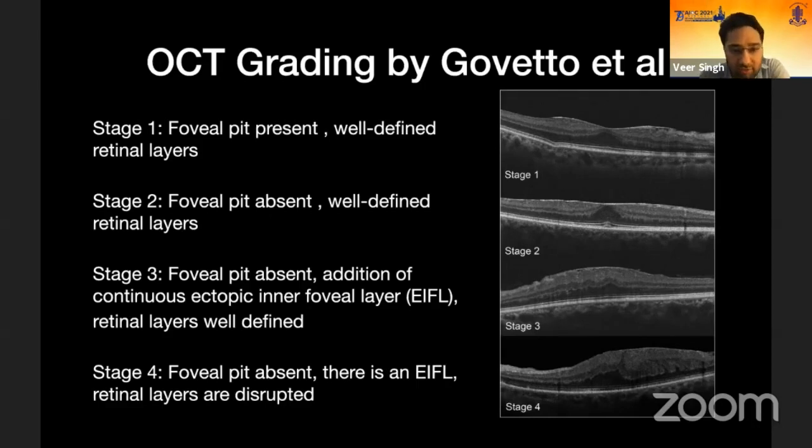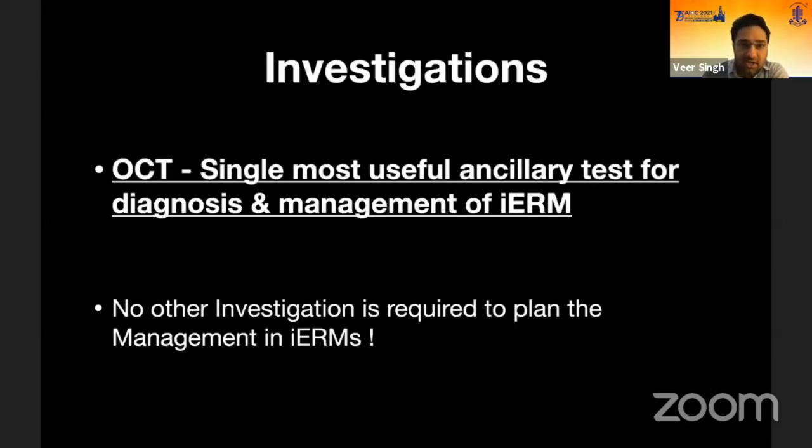In stage 3, the foveal pit is absent, but along with that, there's something called an addition of continuous ectopic inner foveal layer. Now, this is a hyporeflective layer in the foveal region above the inner nuclear layer. And stage 4, there's a foveal pit, there's an EIFL, along with that, retinal layer disruption. 3 and 4 are poor prognostic cases because these are signs of chronicity.